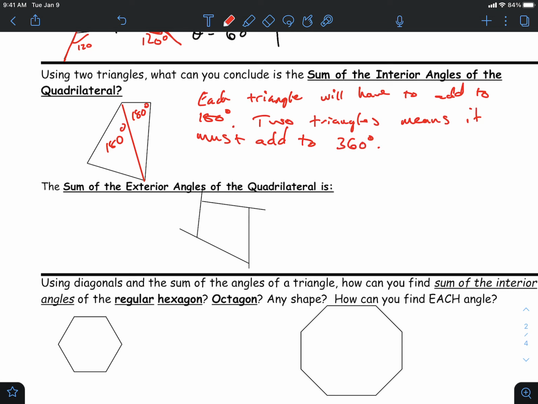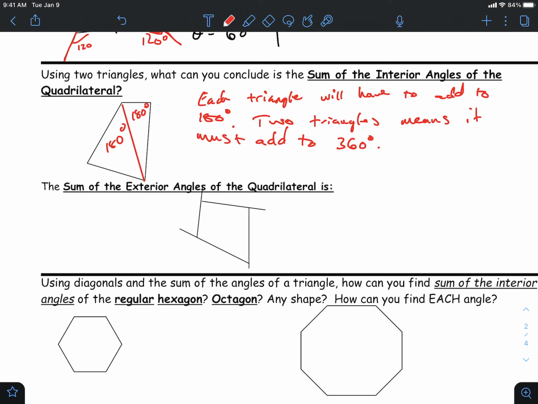Now this next one, I just kind of took a guess at the angles. You could help me if you wanted to, just by eyeballing it. Okay, I'm going to start with an easy one. The sum of the exterior angles is what we're trying to figure out here.